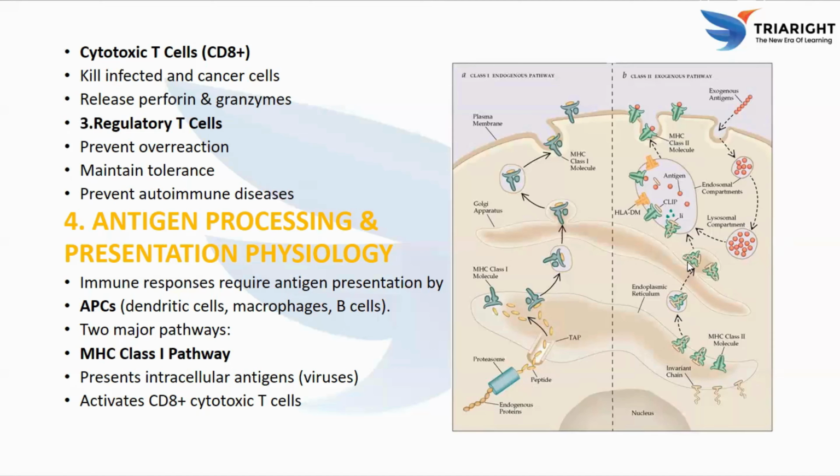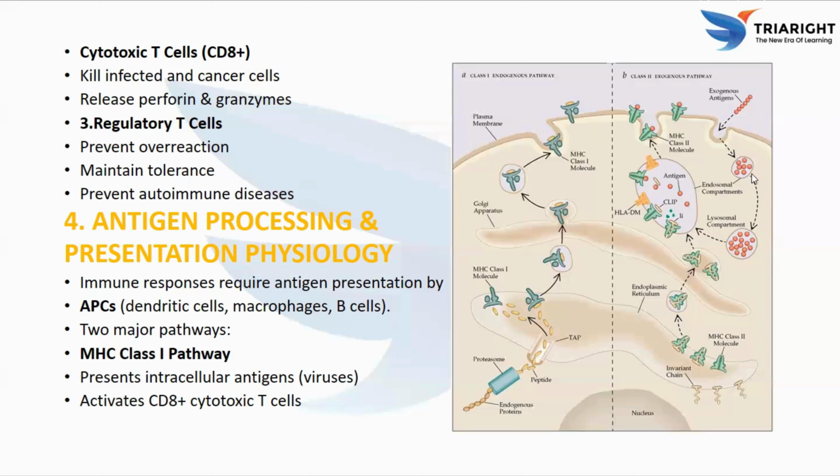The first step is that the APC, like a dendritic cell, ingests the pathogen by phagocytosis and endocytosis. The antigen is broken into small pieces inside the endosomal or lysosomal compartment. Meanwhile, the MHC class 2 molecules are made inside the endoplasmic reticulum. MHC class 2 is protected by the invariant chain. It is a clip, so peptides don't bind in the endoplasmic reticulum.